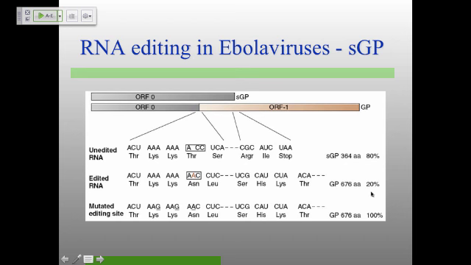How do we know this? People have done mutagenesis of the genome, where you take each of these lysines here and just change the codons. One of the great things about the genetic code is that it's degenerate. So you can still make lysine here; the protein's exactly the same, but your codons are different. If you do this, then you end up with 100% of the secreted glycoprotein and none of the membrane-bound glycoprotein.